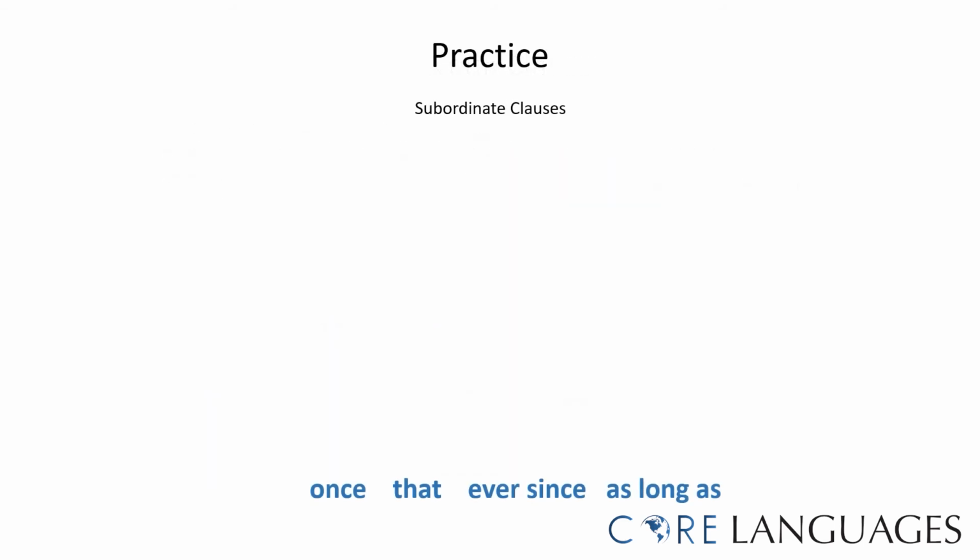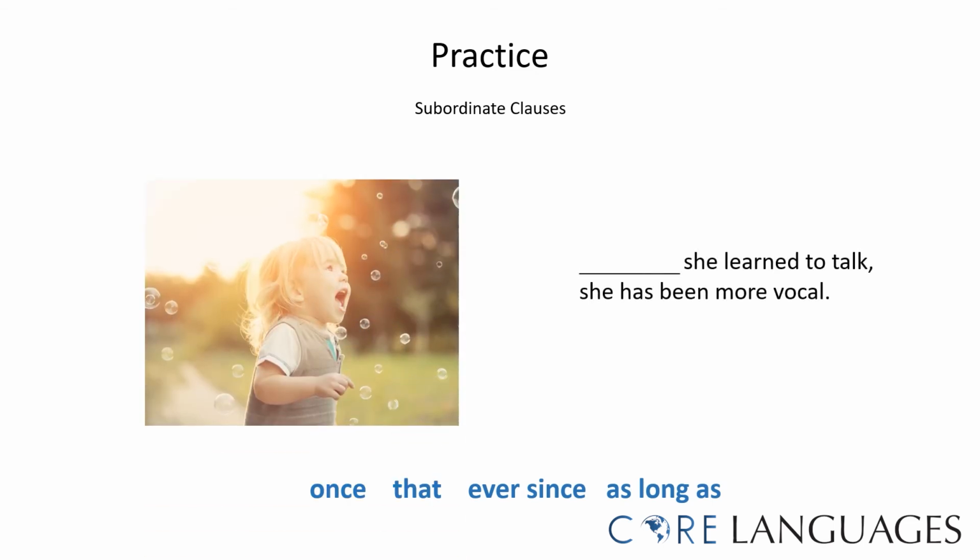Look at the following two examples and try to choose one of the subordinating conjunctions to connect the main clause with the subordinate clause. She learned to talk. She has been more vocal. This sentence starts with a subordinate clause. The conjunction that makes the most sense is ever since. Ever since she learned to talk, she has been more vocal. She has been more vocal is the main clause.